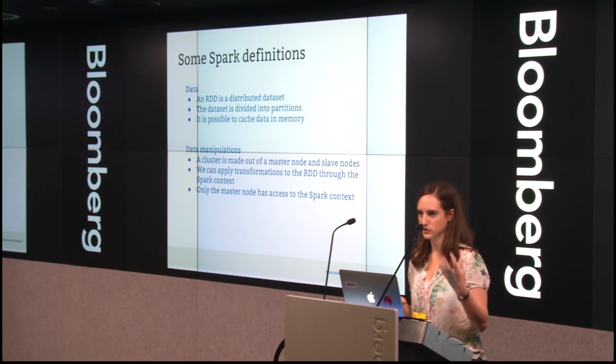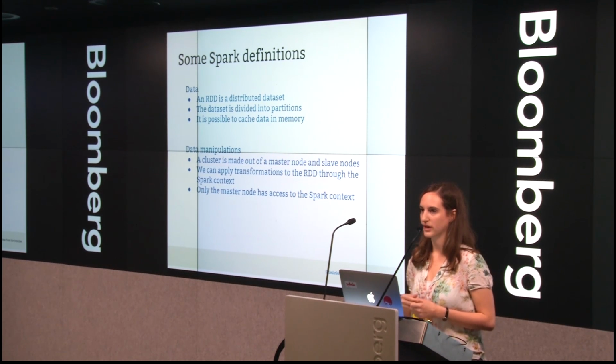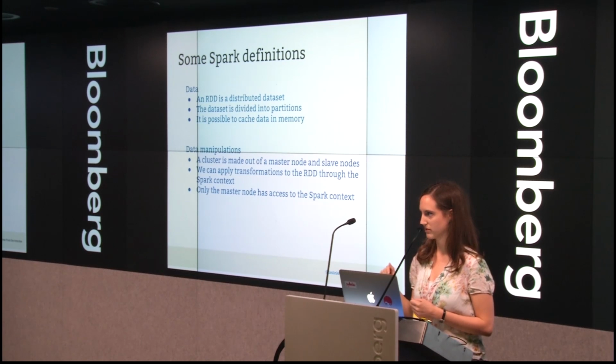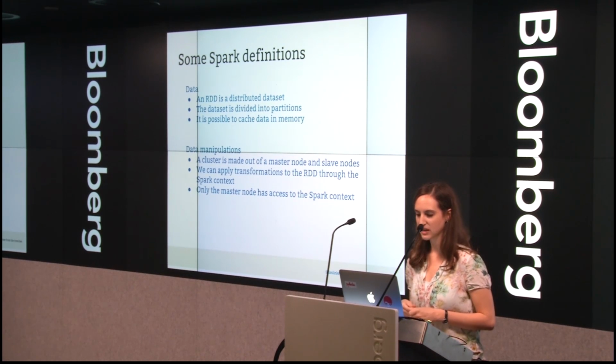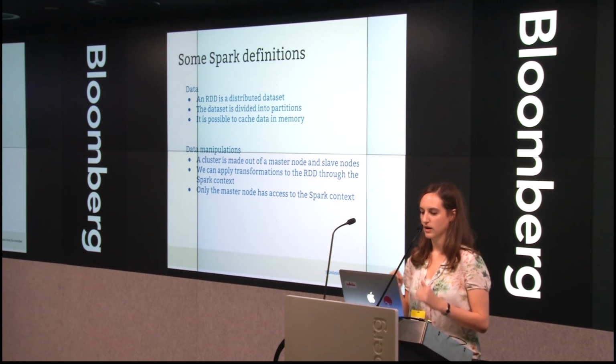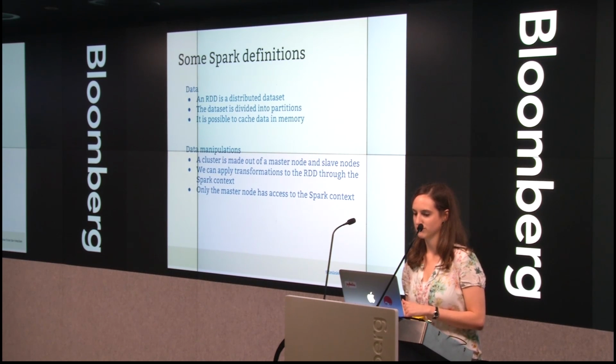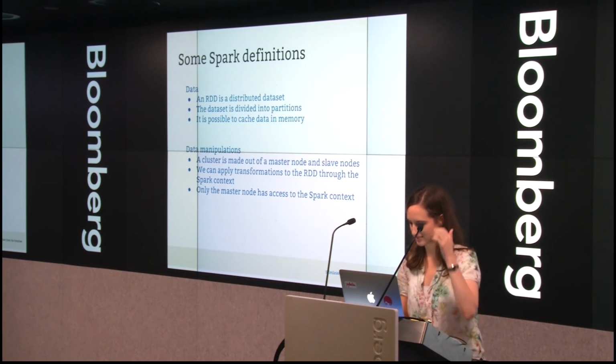And then in terms of data manipulation, usually you would use Spark in a cluster, where you have a master node and some slave nodes. And we can apply transformations to the data through the Spark context. So it's another important concept, the Spark context. And only the master node has access to that Spark context. So you can only tell Spark to transform your data through the Spark context, which you control from the master node. I hope that's sort of clear.